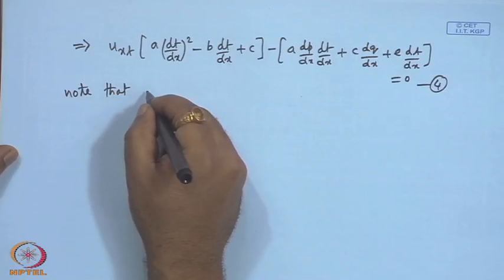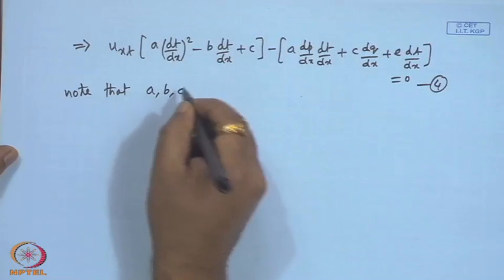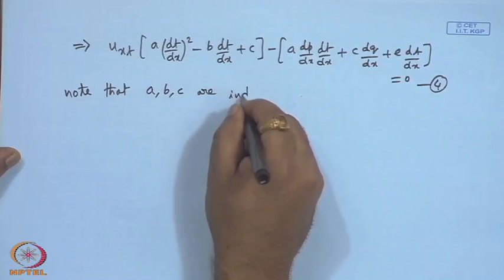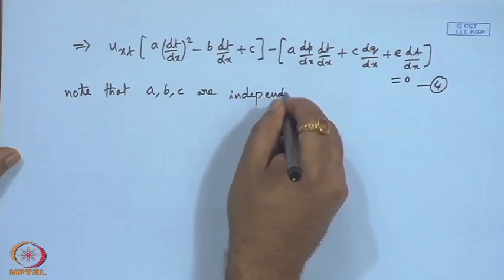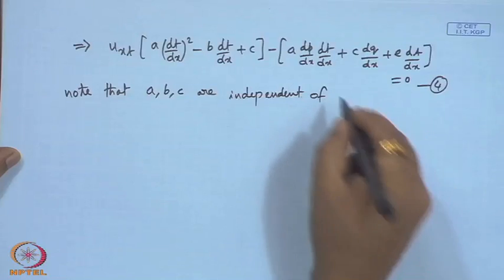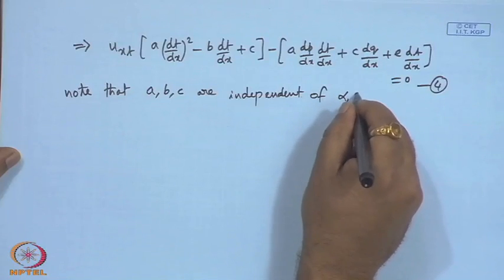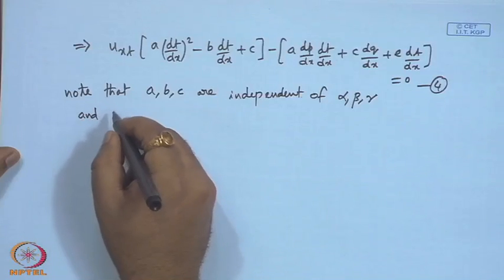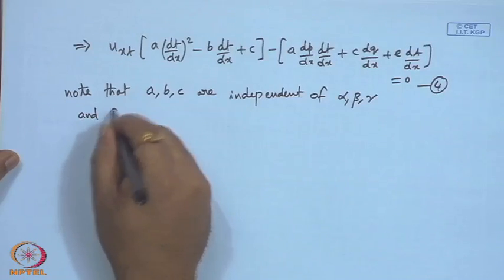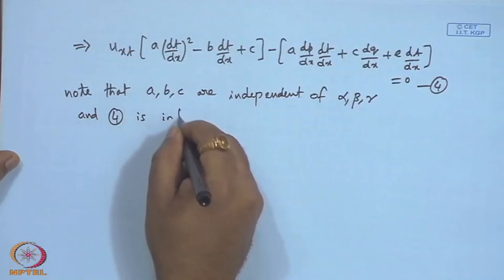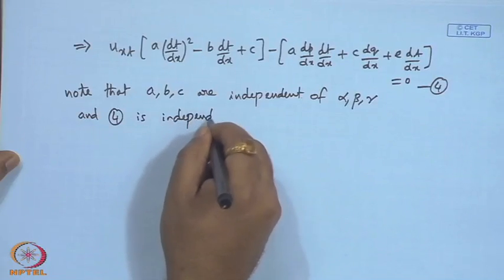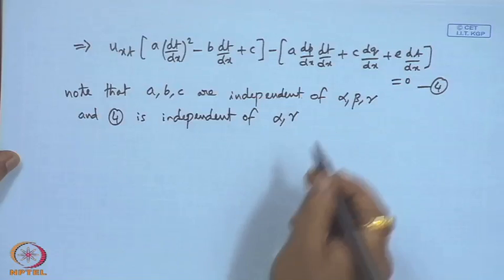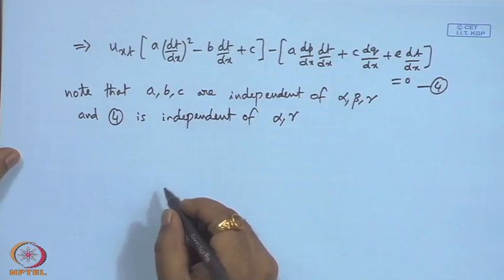Now note that A, B, C are independent of alpha, beta, gamma, and the fourth term is independent of alpha and gamma, because we have eliminated them. Okay.